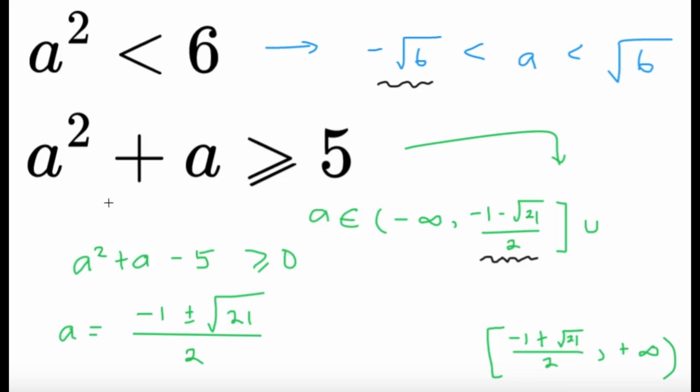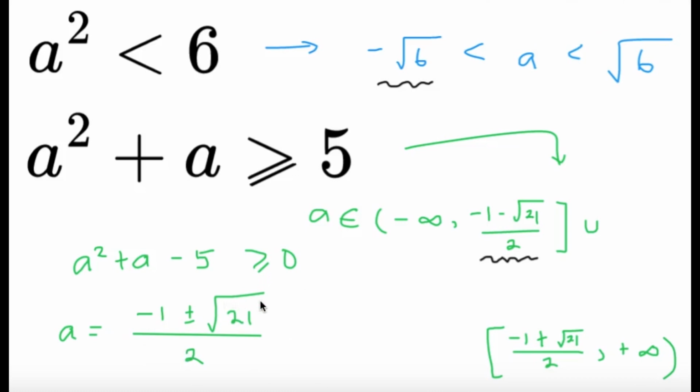And the second one, a squared plus a is greater than or equal to 5. So we're going to use the quadratic formula to estimate the boundaries. So a squared plus a minus 5 would be greater than or equal to 0. And if I solve for a, I'll get these two. Again, that's just from the quadratic formula.